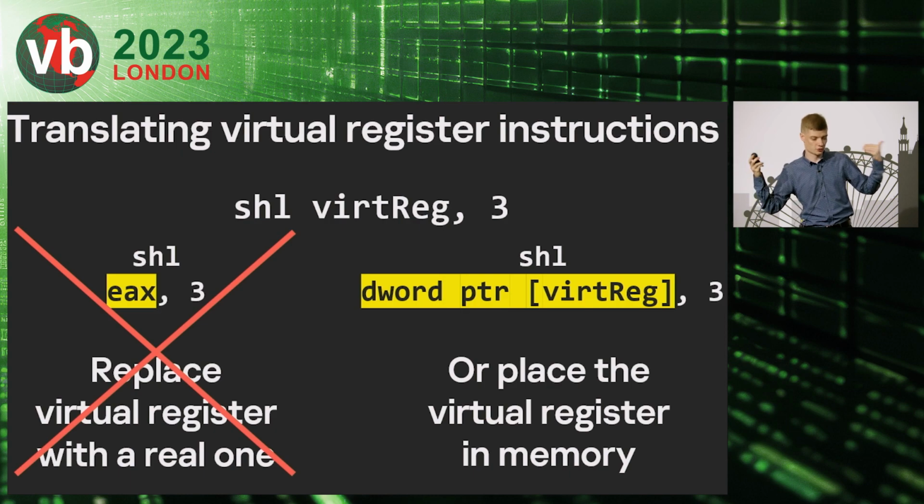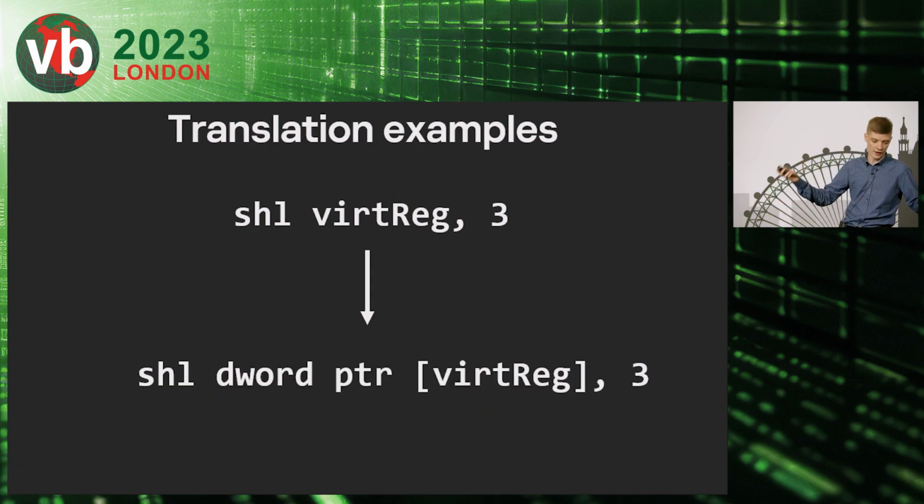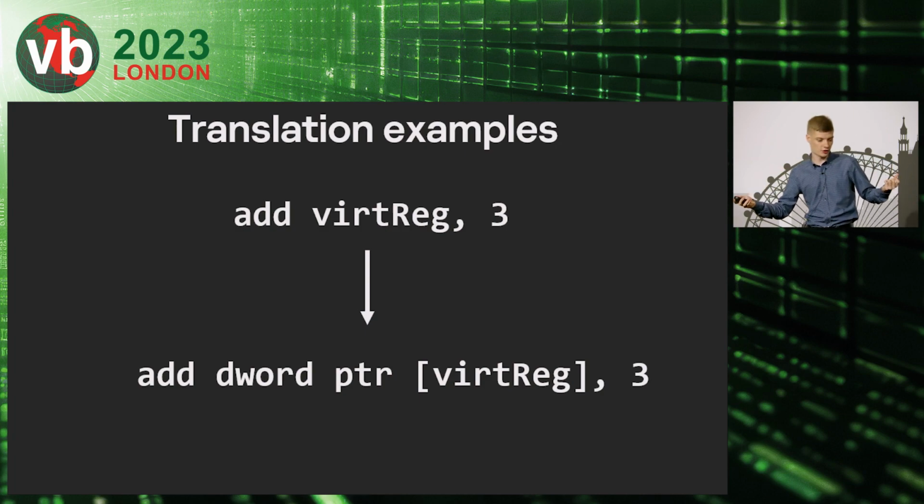I'll show you further how it looks. But for now, let's try to translate those instructions to x86. So the shift left will look like this. We replace the virtual register with a dereference. For example, for the instruction that adds a value to the virtual register, we do pretty much the same. We also include a dereference because the virtual register is stored in memory.